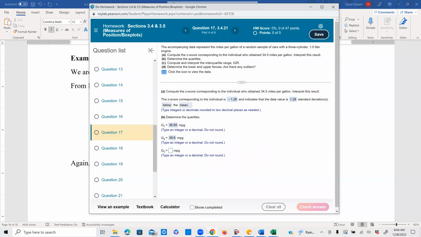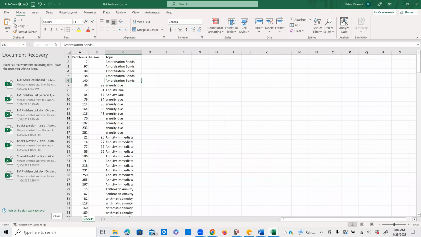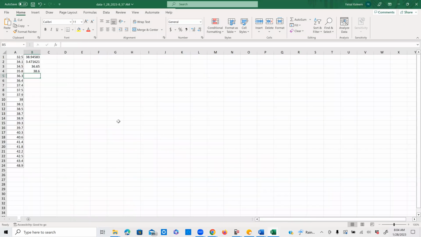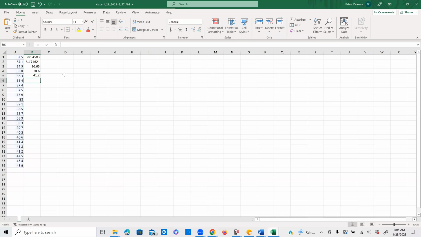And then we find Q3 in a similar way that we found the first quartile. So we will do equals quartile, and we select the array. And then we do comma 3. We want the third quartile. Enter. So 41.2.